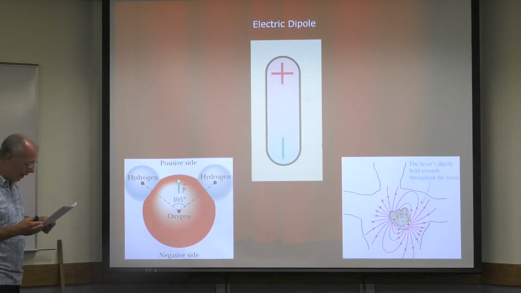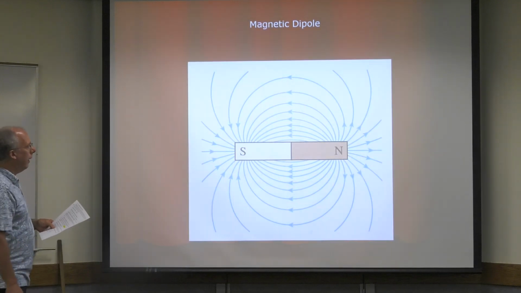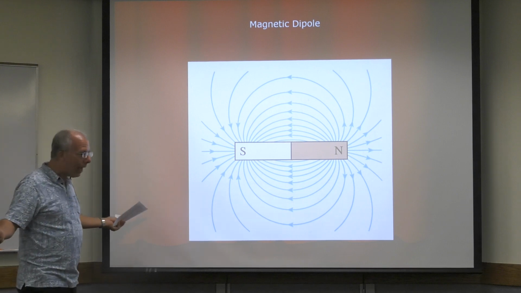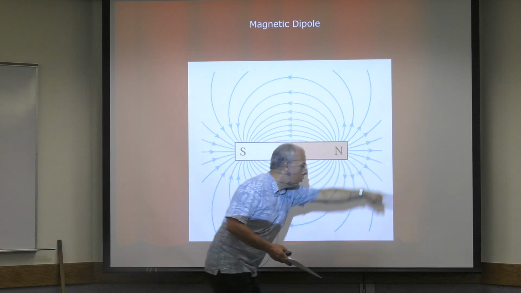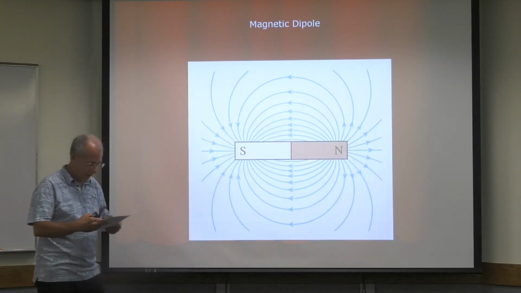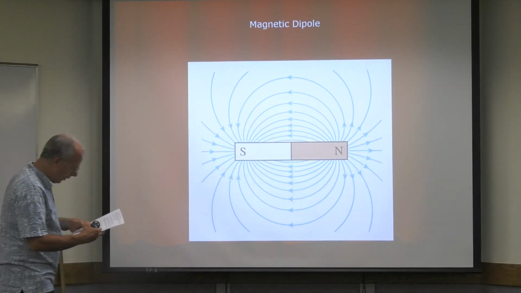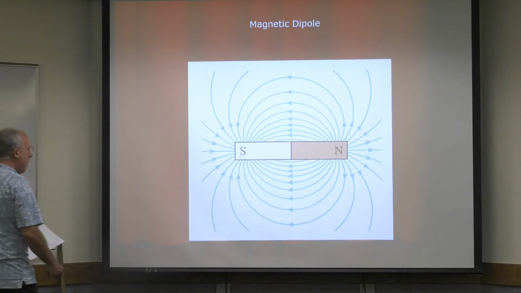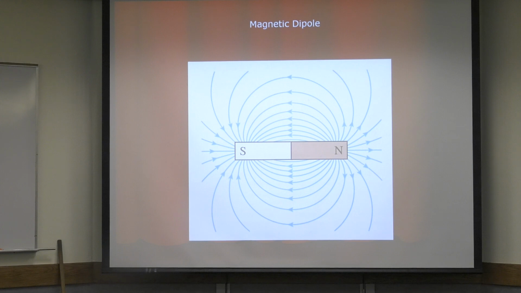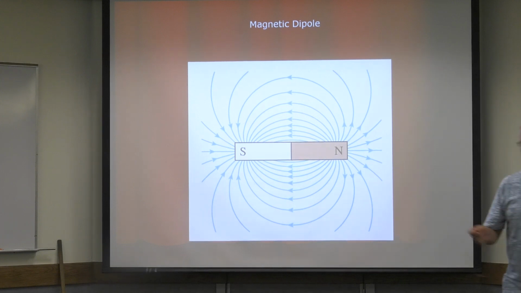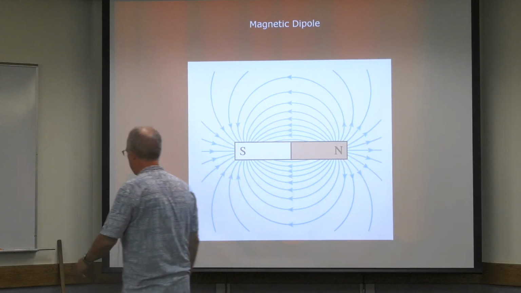All right, now, electric dipoles. Well, we want to talk about magnetic dipoles, right? Okay, we already talked about it. This is a magnetic dipole, right? We have a north and a south. Field lines away from the north, into the south. Now, here's the question. How do we make such a thing? I mean, how do you make a bar with a wire? How do you make a magnetic dipole?